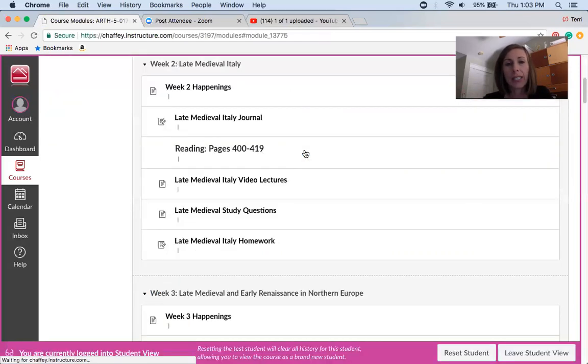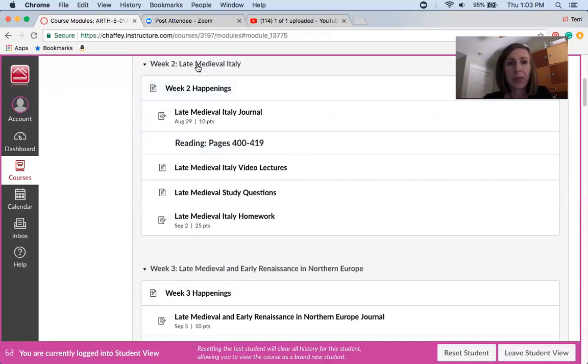So if you just click on chapter 2, it starts with the heading up there, and that heading will correspond to what that chapter is called in your textbook. So you should be able to find that pretty easily. The next thing it says is week 2 happenings, or it'll say week 3 happenings. You can just start there.